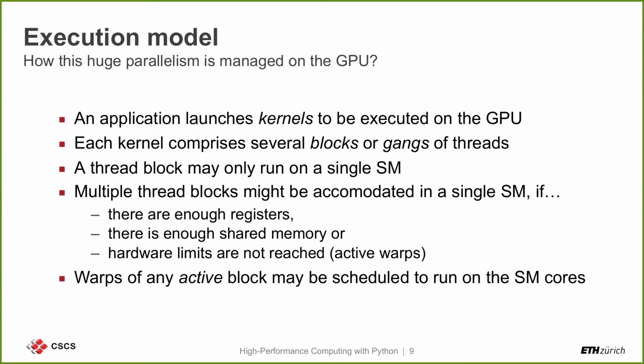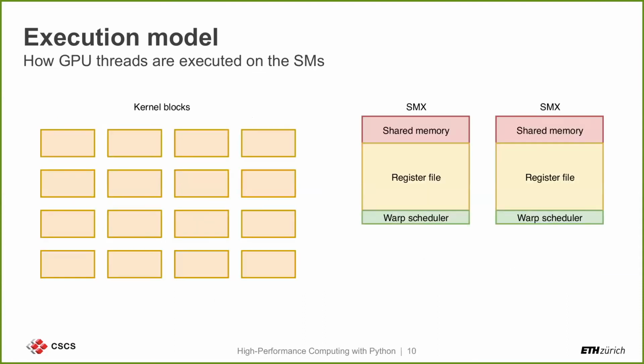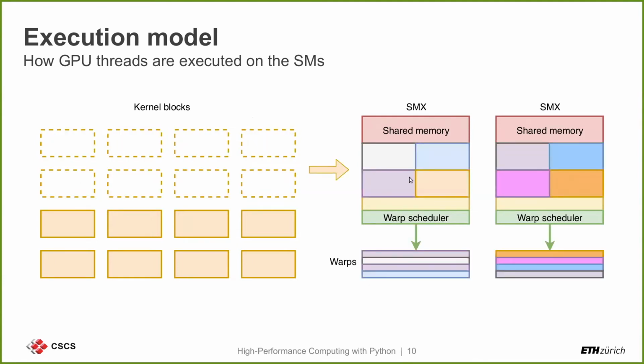So this is just the theoretical stuff. We'll see how this is going to be used when we use CUDA from Numba. Here we have the streaming multiprocessor, which has shared memory, a register file, and a warp scheduler. And here on the left, we have the kernel blocks, which are then sent to the SMs, and the warp scheduler schedules each block for execution on the streaming multiprocessor. You see here how the different streaming multiprocessors schedule the kernel blocks for execution.